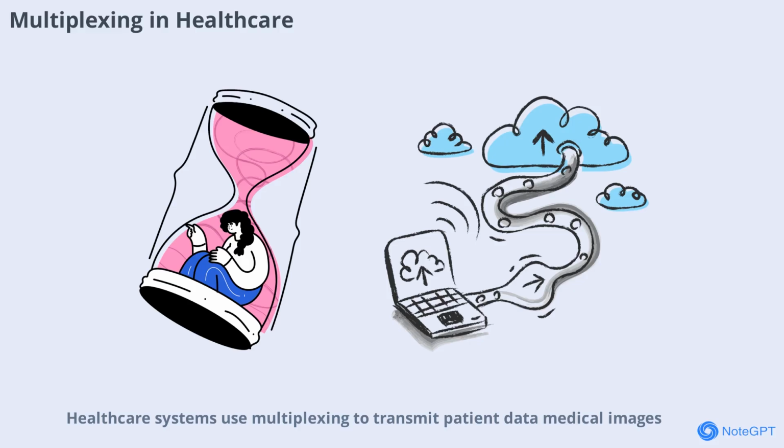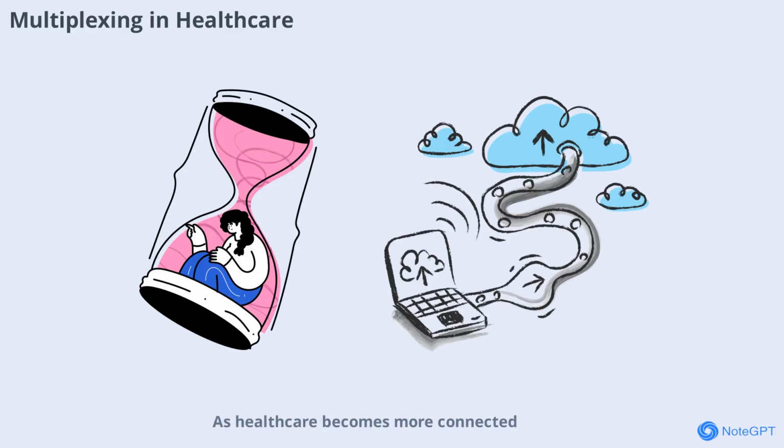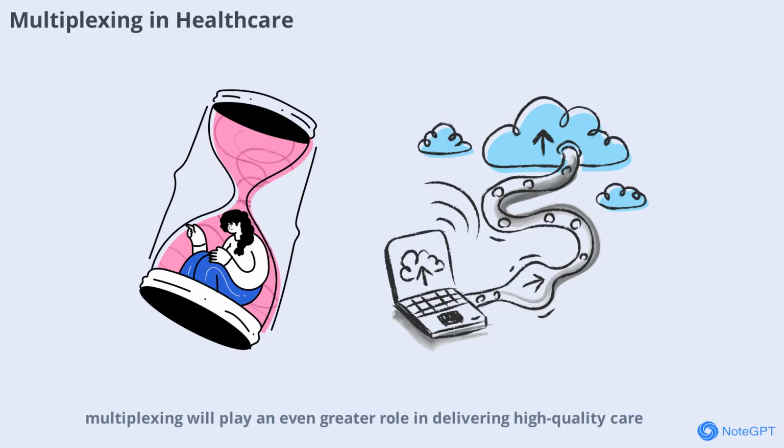Healthcare systems use multiplexing to transmit patient data, medical images, and real-time monitoring information. Multiplexing ensures that critical data can be sent quickly and securely, supporting telemedicine, remote diagnostics, and hospital networks. As healthcare becomes more connected, multiplexing will play an even greater role in delivering high-quality care.